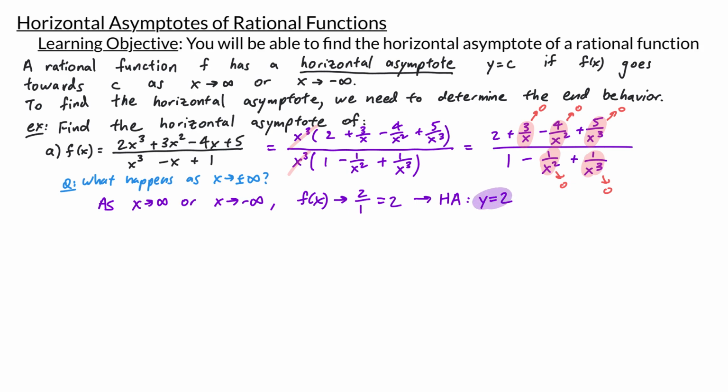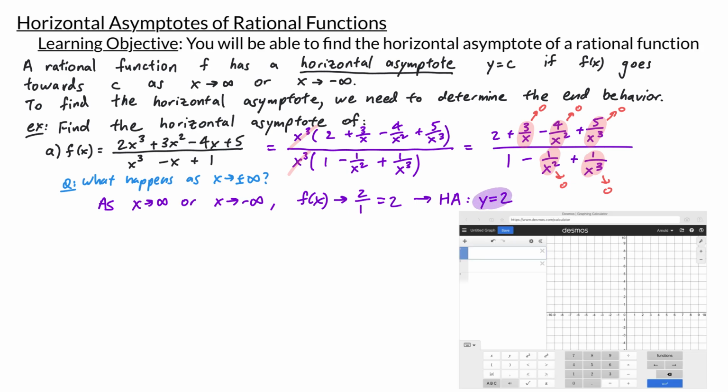Let's confirm this by looking at a graph. Typing in our function, we have 2x cubed plus 3x squared minus 4x plus 5, all of this divided by x cubed minus x plus 1.